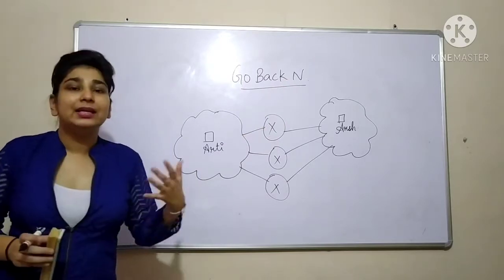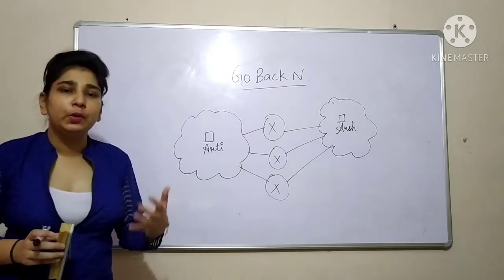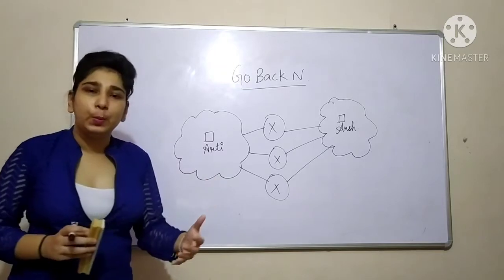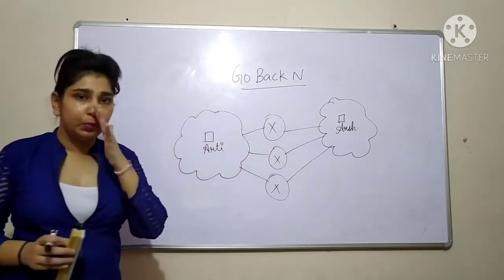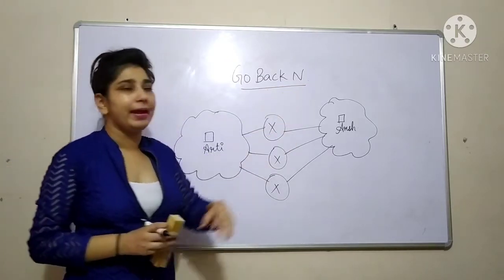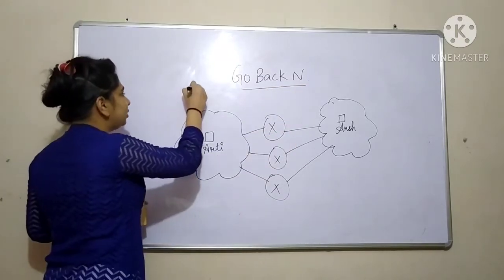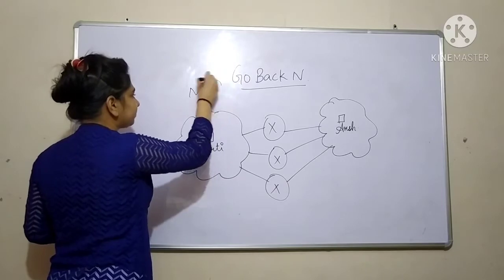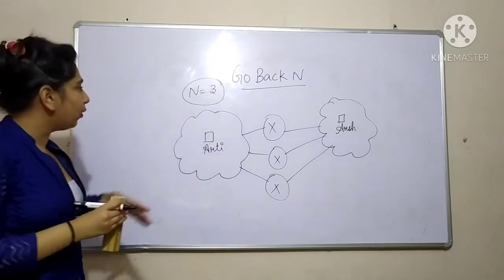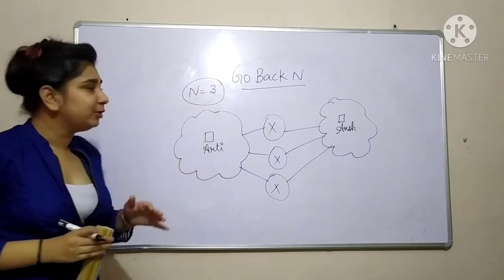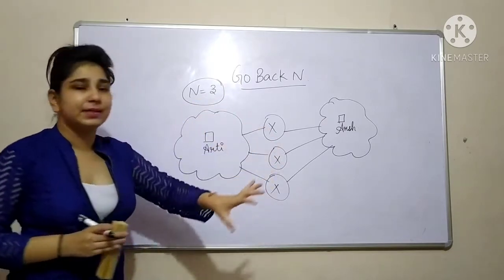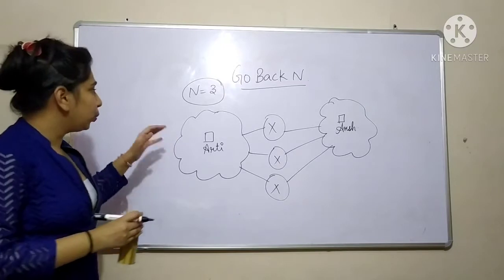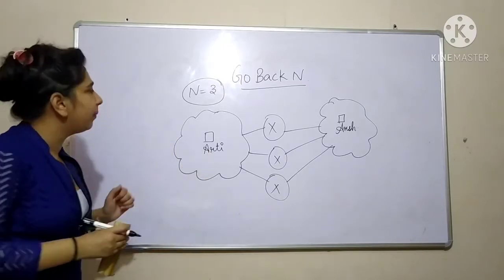We have increased the value of the sender window size. In stop and wait, the sender window size was 1, but now we have improved the sender window size to N. Let's suppose the value of N is 3. What does it mean? I can send only 3 messages to the receiver at a time. We have improved our stop and wait.